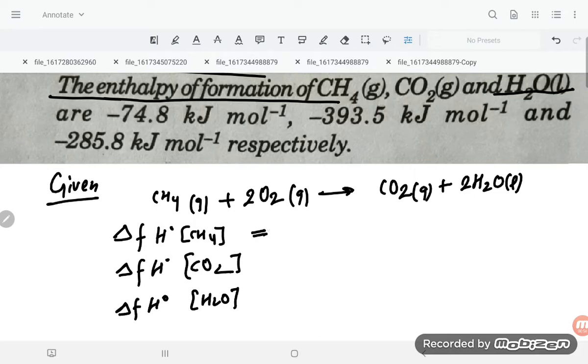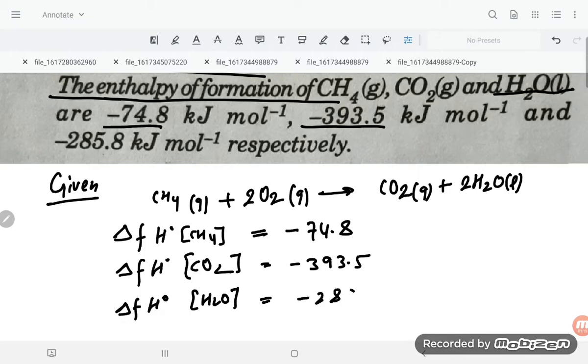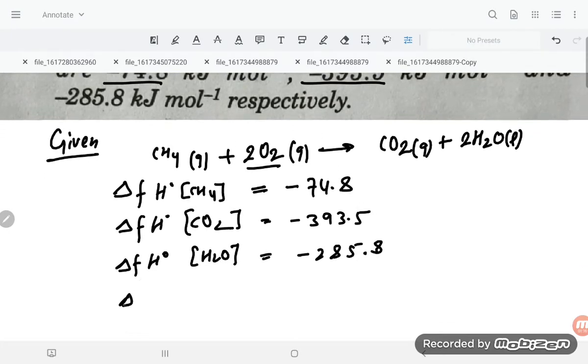For CH4 you can see, students, it is minus 74.8. For CO2 it is given minus 393.5, and for H2O it is given minus 285.8. And another thing, oxygen is there. So delta f H not for O2, which is in its standard state, is 0.